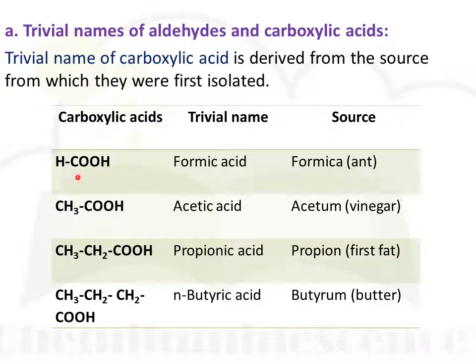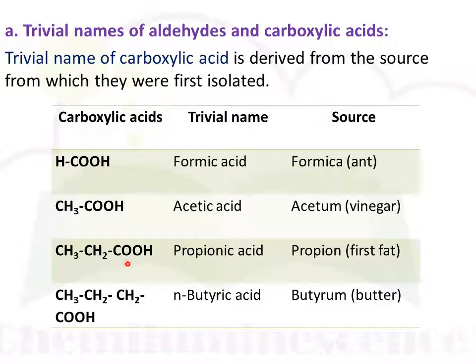The first one is formic acid, in which the carboxylic group is attached to a hydrogen. This trivial name formic acid comes from the source formica, and this is an acid which was first isolated from ants. The second one is acetic acid, in which a methyl group is bonded to a carboxylic group. Acetic acid is derived from vinegar or acetum. These words are Latin words.